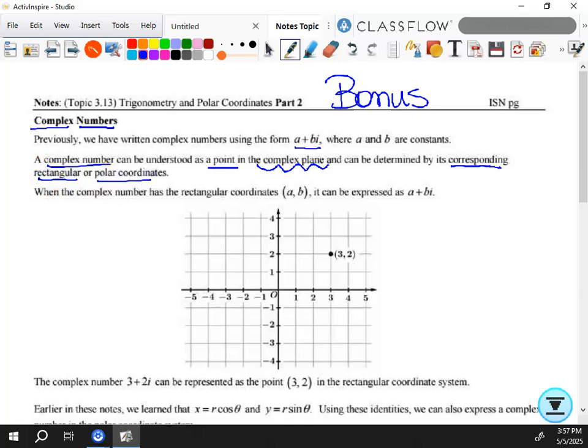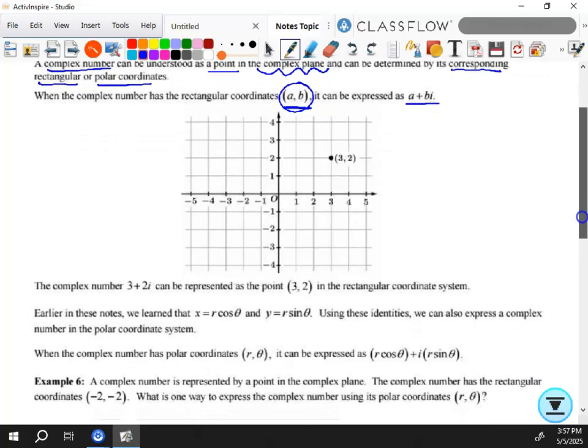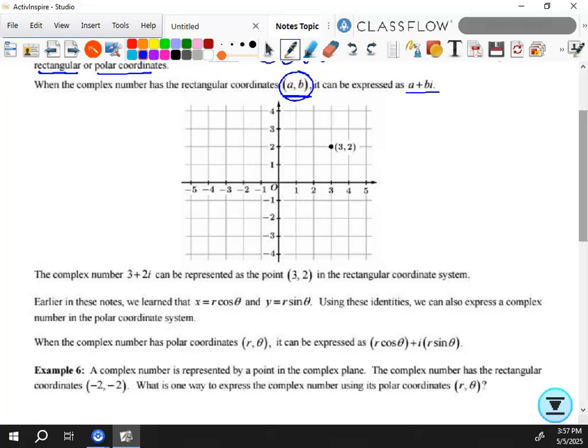So when the complex number has the rectangular coordinates a, b, notice how that corresponds to this right here, it can be represented as a plus bi. So when we look at this right here, the complex number 3 plus 2i can be represented as this point in the rectangular coordinate system. So basically the x-axis is the real part of the number, and then your y-axis is the imaginary part of the number. Okay.